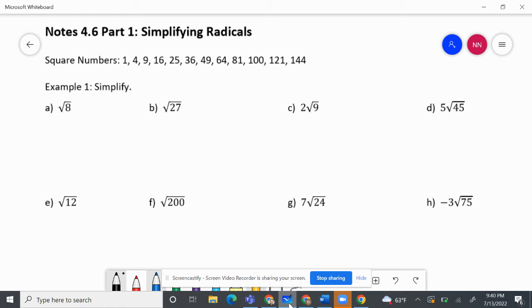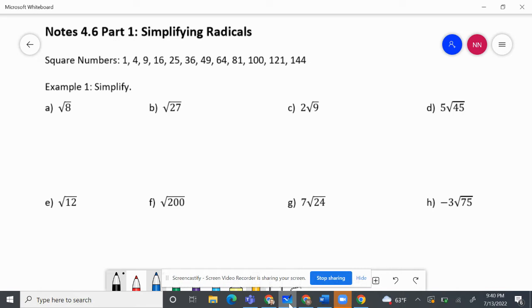What we're going to do is we're going to be simplifying radicals. The reason that we're taking a break from factoring is we're eventually moving into solving using another method other than factoring, and that's going to require simplifying radicals. So we're going to go over the basics for simplifying radicals.